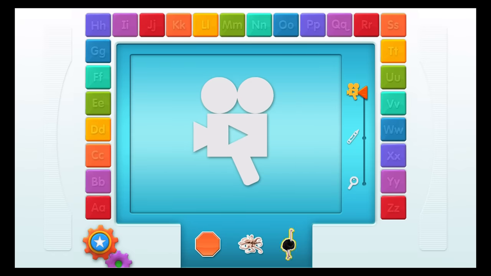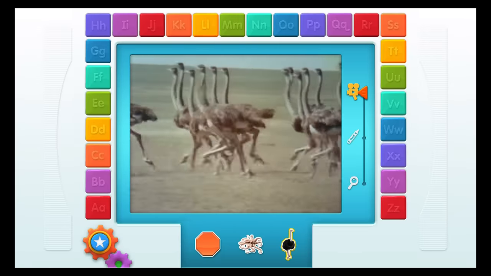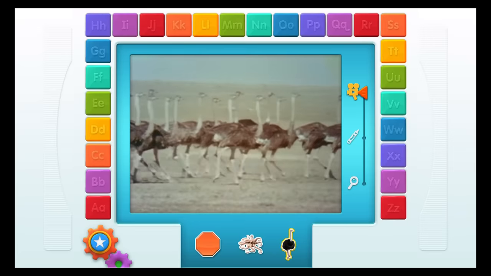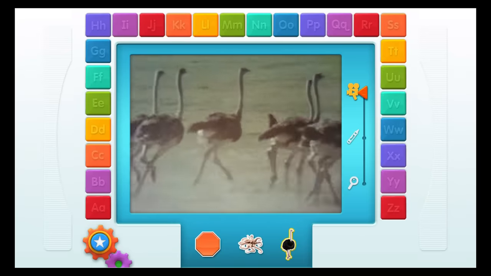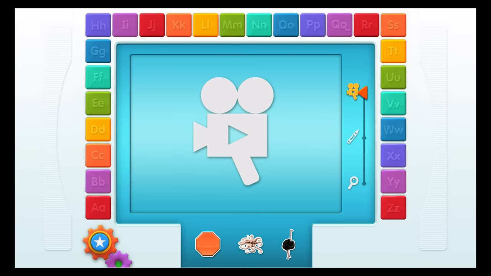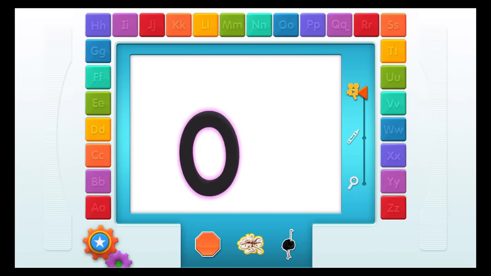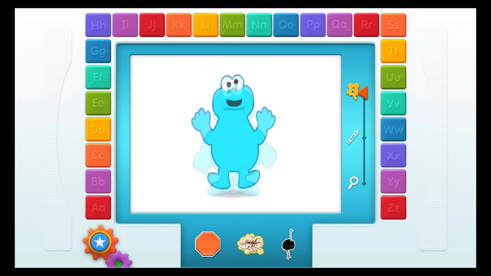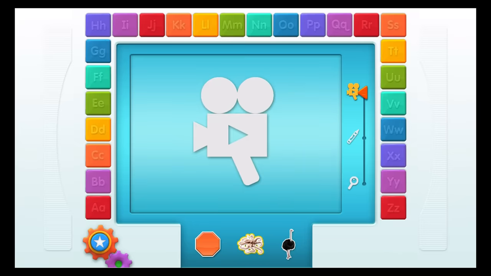Touch another thing that starts with your letter. Oh, ostrich. Another thing that starts with your letter. Oh, octopus. Another thing that starts with your letter.